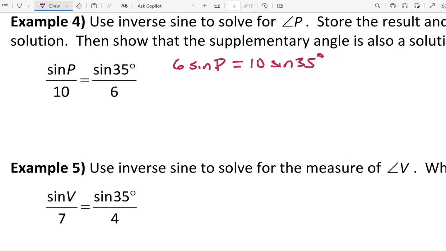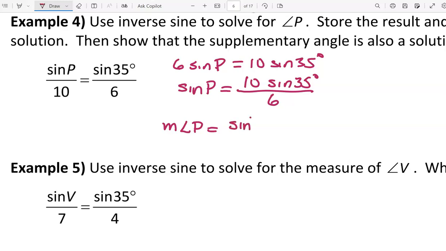So I need to solve for p, so I need to undo that times 6. So now I have 10 times the sine of 35 degrees over 6. And I know I can reduce that, but since this is a calculator problem, I don't really care. The next step is to isolate angle P. So I want to undo the sine, and we can solve for the measure of angle P by finding the inverse sine of the other side. So the inverse sine of 10 times the sine of 35 degrees over 6. There's our exact form, or calculator ready form.